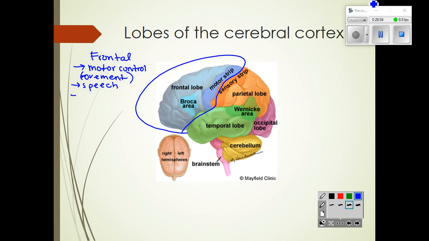This is also the part of the brain that is involved with memory, personality, and reasoning, sometimes called critical thinking. So if we had to pick which part of the brain makes you who you are, it's this part, the part that's at the front.